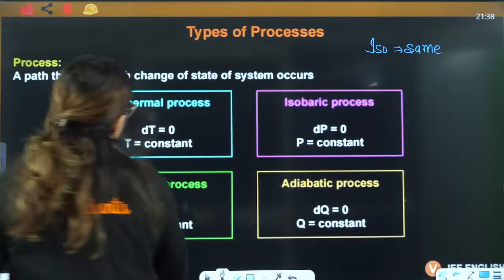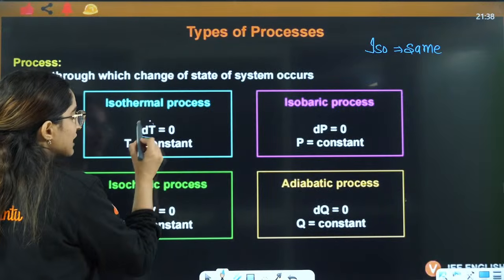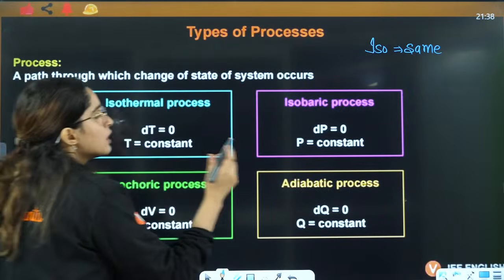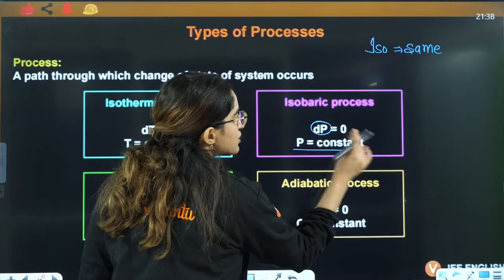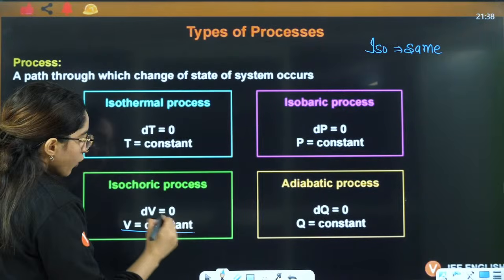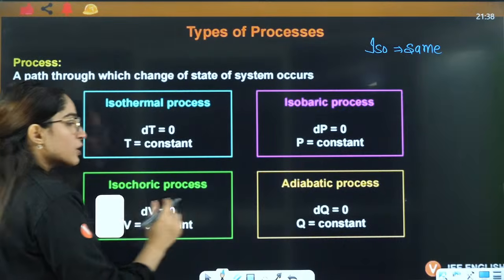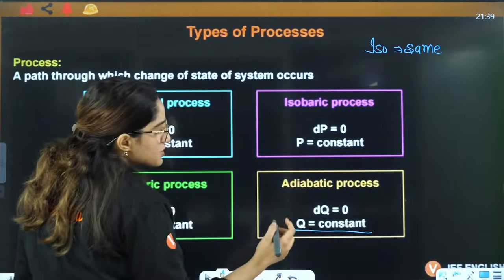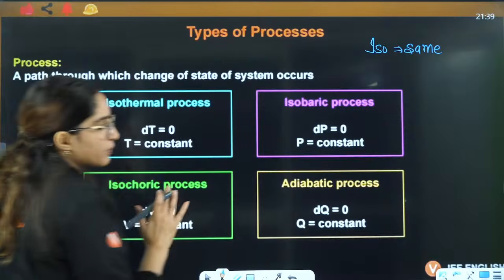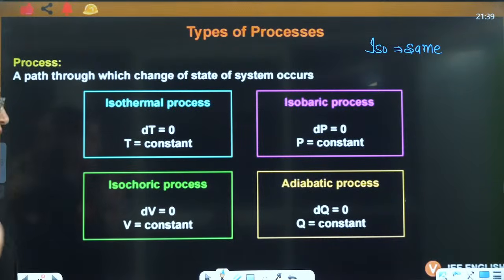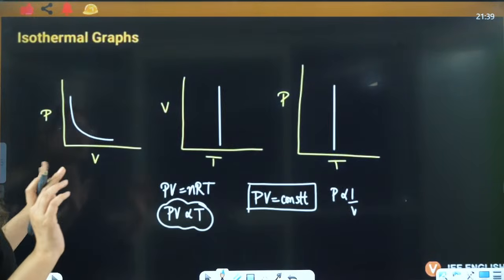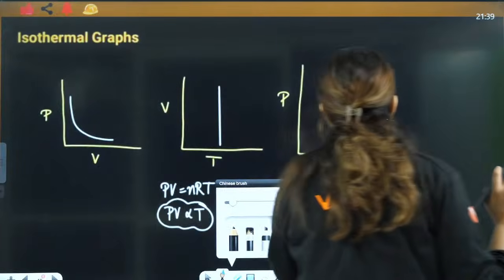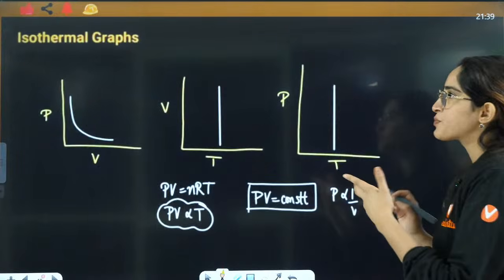So temperature constant means change in temperature is zero. Pressure constant means change in pressure is zero. Volume constant means change in volume is zero. And heat constant means change in heat is going to be zero. Right? So let's talk about the graphs of isothermal, adiabatic, all these processes.